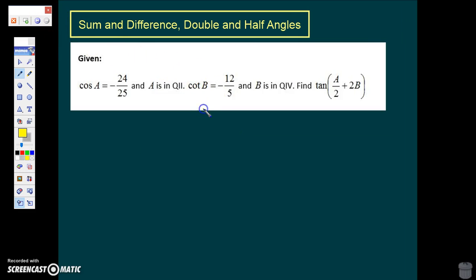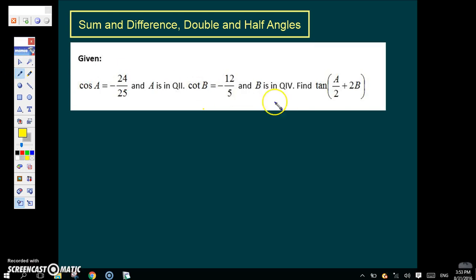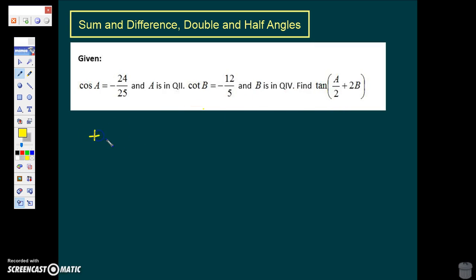We have this problem. Given cosine A is negative 24 over 25, A is in quadrant 2. Cotangent B is negative 12 over 5, and B is in quadrant 4. Find the tangent of the quantity A over 2 plus 2B. Now you see, this is a sum. We will use a sum identity here. So let's just write it down.